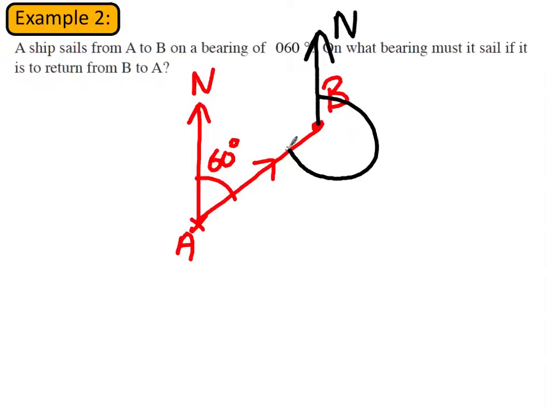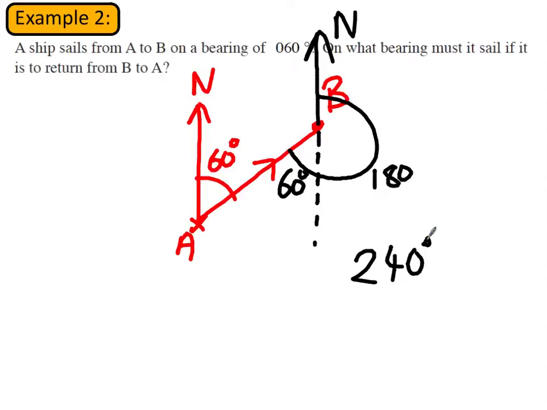Now, to make this a bit easier, let's just put a little dotted line in there, and then hopefully we can see that we've got the 180 degrees there on the right hand side of that dotted line, and of course we must have 60 degrees here. So the combination of the two gives the bearing as 240 degrees. And that is how we solve some bearings problems.